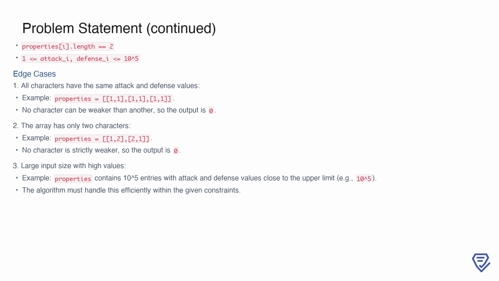For example, with properties equals [[1,1],[1,1],[1,1]], the result is 0. Another edge case is when the array contains only two characters, such as properties equals [[1,2],[2,1]]. Here, no character is strictly weaker, so the output is also 0. Lastly, for large input sizes with values near the upper limit, such as 100,000 characters with attack and defense values of 100,000, the algorithm should handle this efficiently within the constraints.